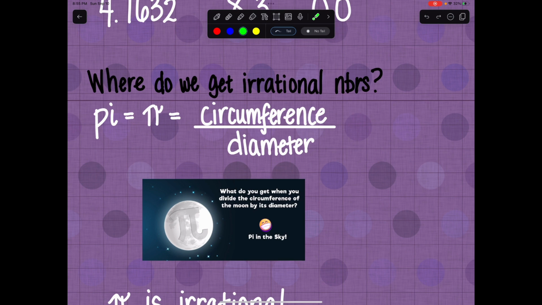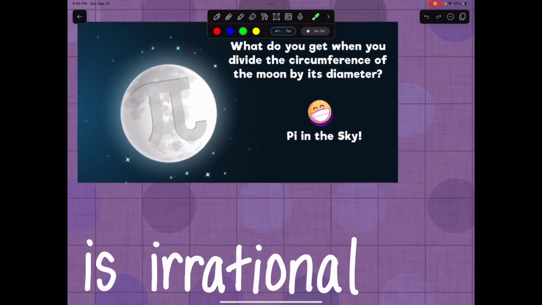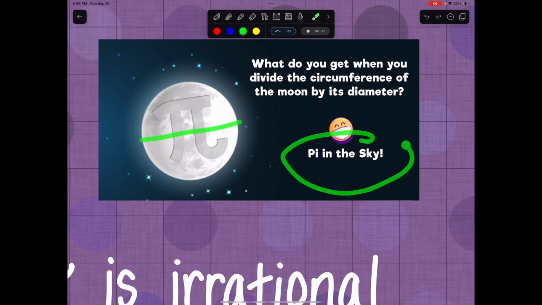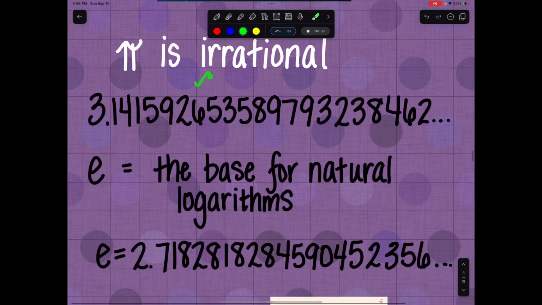Anytime you have a circle and you divide the circumference by the diameter, you get the same number, and it's 3.1415926535889. Turns out it goes on forever and it doesn't repeat. The circumference by any diameter will always do that. Even if you take the moon, the circumference of the moon divided by the diameter of the moon, yeah, pie in the sky. And it'll give you this crazy number that is irrational, and it goes on forever.